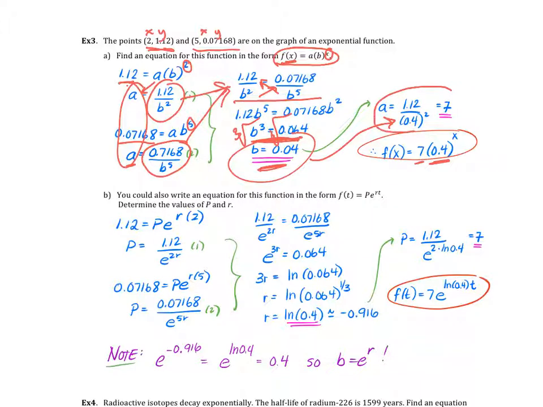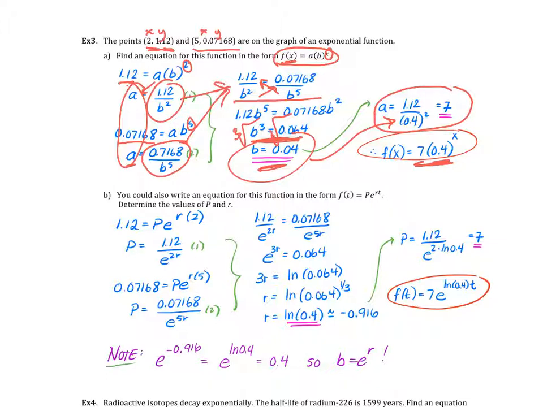So I plug it into my original function, or use one of those original points. Plug it into your function to get your a value. And now we have our a and our b. So sorry, I hope that made sense there at the end. And there we have it. So my final equation is 7 times 0.4 to the power of x.